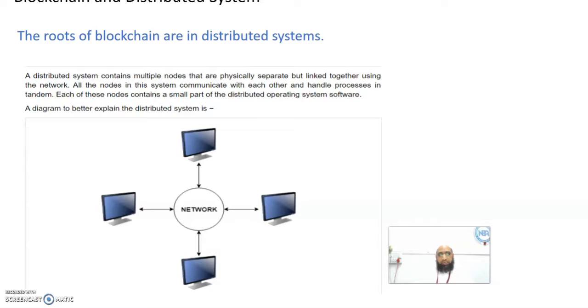As you are seeing, a distributed system contains multiple nodes. See here, there are multiple nodes. They are physically separated but linked together using the network. All the nodes in this system communicate with each other and handle processing in tandem. Each of these nodes contains a small part of distributed operating system software. So it is very easy to understand. It is a group of nodes. They are connected through a network. No doubt they are physically separate, but they are linked together through software.